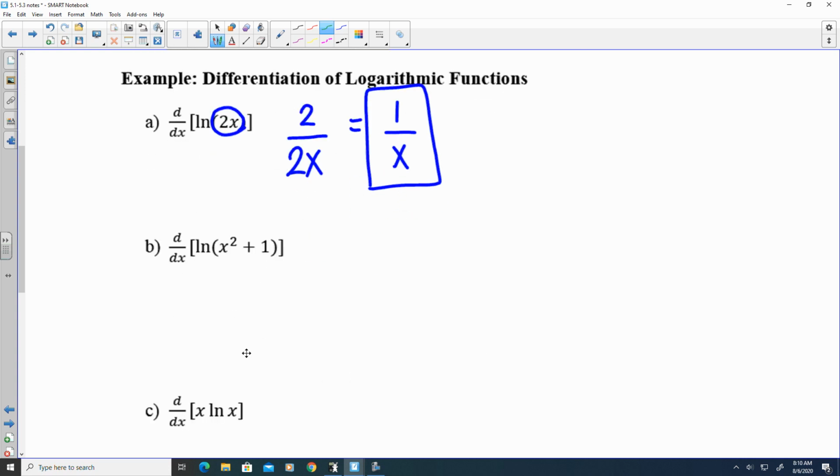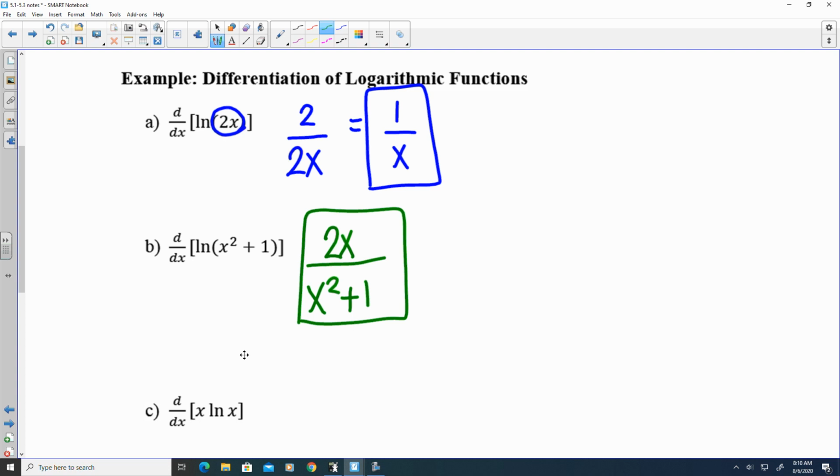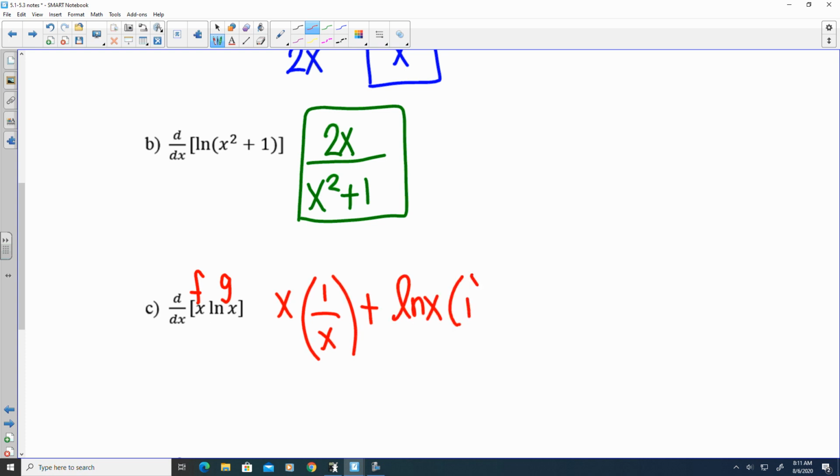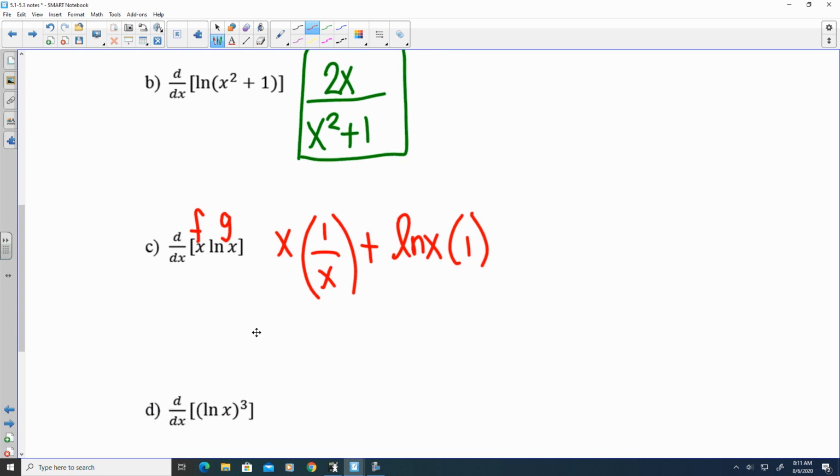Letter B, derivative of the inside is 2x over the inside, x squared plus 1. Letter C, I have a product of x and natural log x, so I need to do the product rule. So we're going to do f times the derivative of g, which is 1 over x, plus g times the derivative of f. So combining x times 1 over x, that is 1, and then just plus the natural log of x.